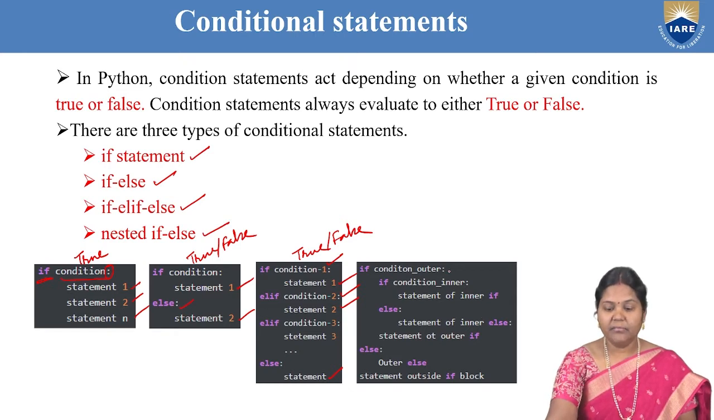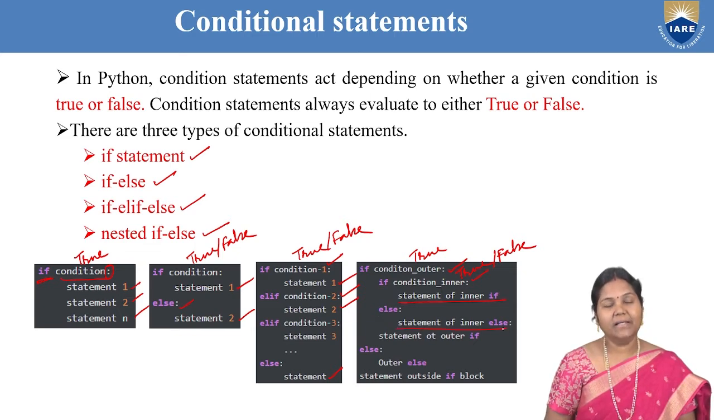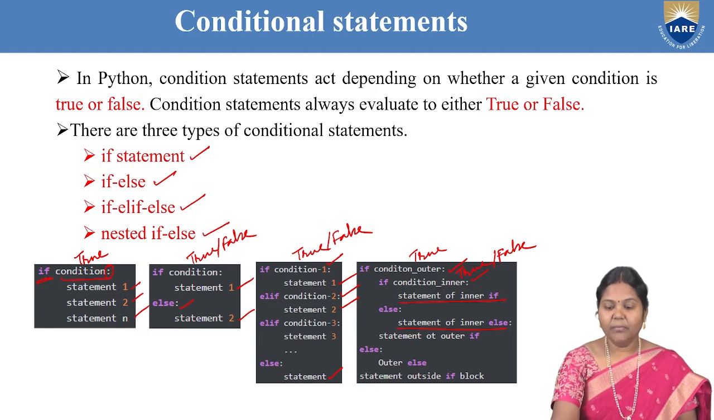Now you can see here, if the outer condition is true, then it will go for checking the inner condition. If this inner condition is also true, then the statement in the inner if will be executed. If the inner if is false but the outer if is true, then it will come to the else part and execute the statements in the inner else part. If the outer condition is false, then it will come to the else part and execute the else part of the outer if block. So, this is the way different types of conditional statements can be written in Python.